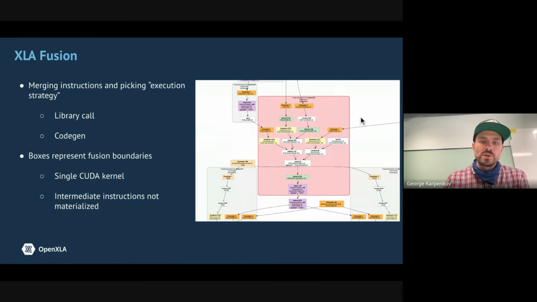The fusions are represented as boxes when you are visualizing the HLO graph. And the way to read them is that only boxes on the boundary of the large box exist in device memory. Everything inside is passed through registers or through shared memory. They're never materialized. And the whole box is generated to a single CUDA kernel. Well, it could be a library call, but we assume it's also a CUDA kernel at the end of the day.